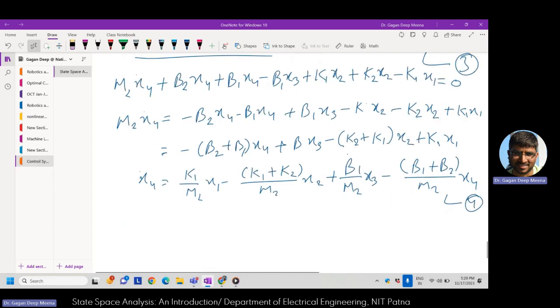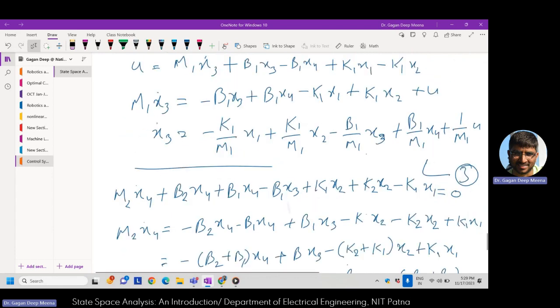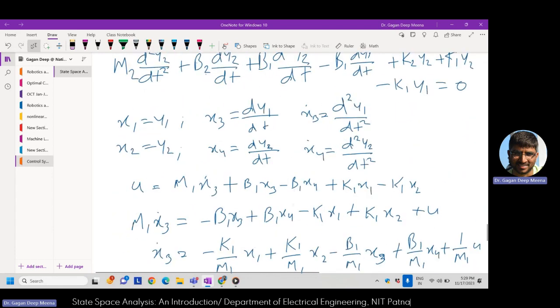Now I have both the differential equations rewritten, and I know that I have assumed the two state variables. So x1 dot and x2 dot are coming from those places. So I'll have x1 dot equal to x3 and x2 dot equal to x4.